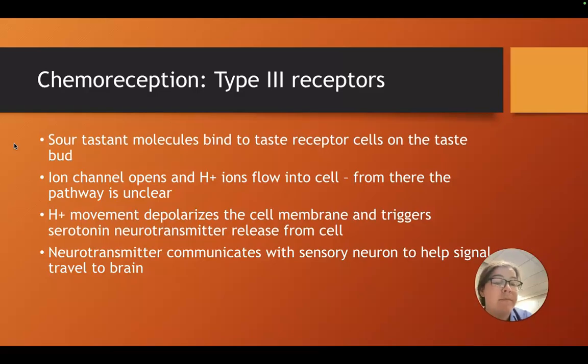Type 3 receptors are what code for sour tastants. In this case, it is actually hydrogen ions that flow into the cell. From there, research shows that the pathway is unclear. It's assumed that hydrogen movement depolarizes the cell membrane and triggers serotonin release. So this particular neurotransmitter is released from the cell and communicates with the sensory neuron to help that signal travel to the brain.